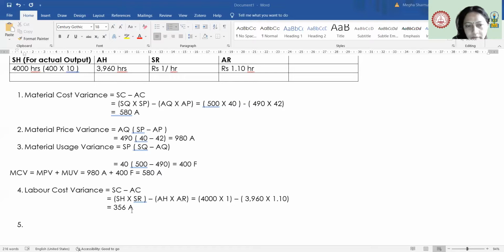Now next is what? Labor rate variance. So I'm going to write labor rate variance, right? For labor rate variance, what is the formula? Ma'am, actual rate into standard hour minus actual hour. For rate variance, you will compare rates, right? So actual hour multiplied by standard rate minus your actual rate. If it is a rate variance, we compare rates. If it is usage, then efficiency, we compare hours and quantity, right? So rate we are going to compare.